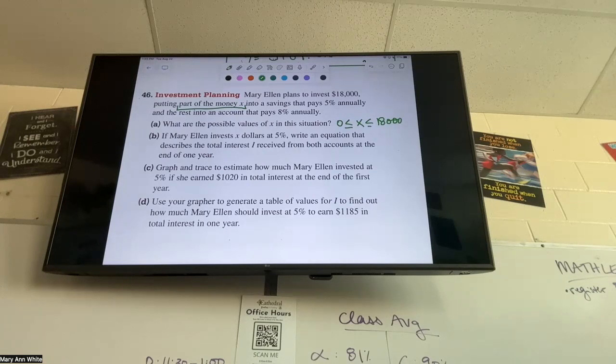If she invests X dollars at 5%, write an equation that describes the total interest received from both accounts at the end of 1 year. Okay, so the total is our interest. Our total interest is our capital I, and that's going to be equal to the first account plus the second account. Okay. If she invests X dollars at 5%, how would I write that as an expression?